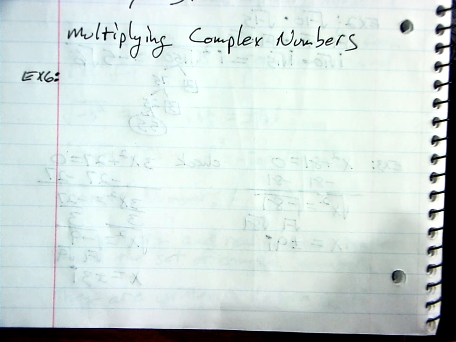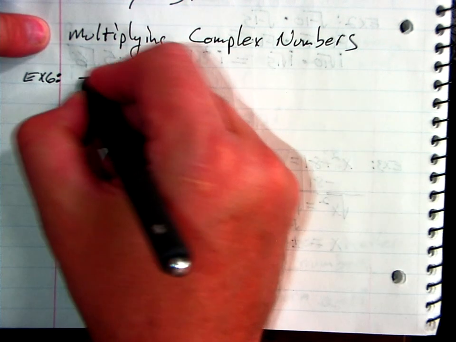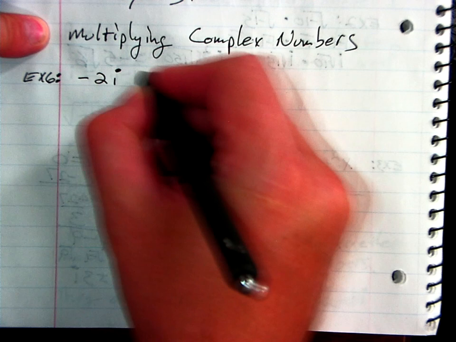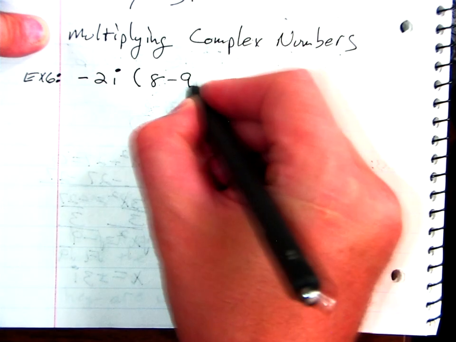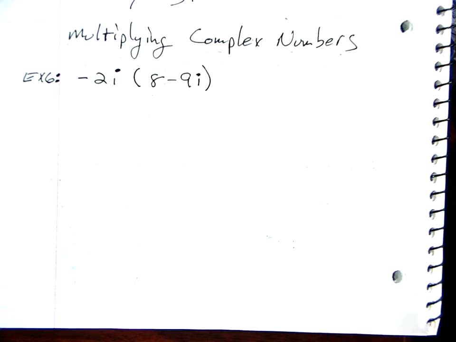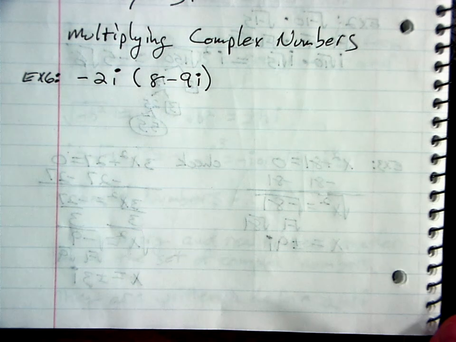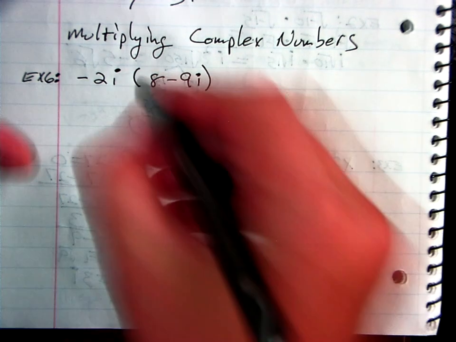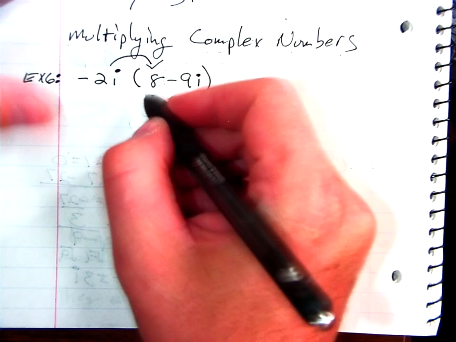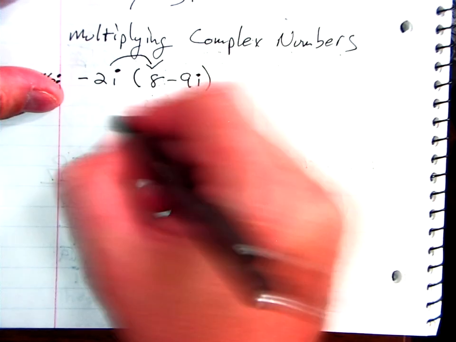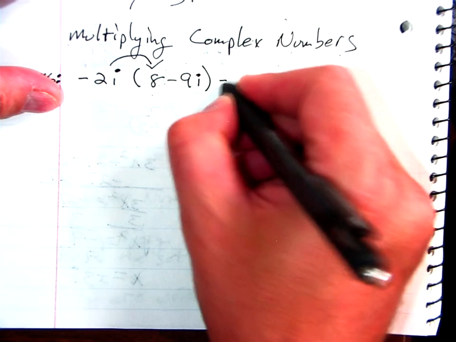All right, so negative 2i times 8 minus 9i. Any thoughts on what property we should probably do? That's what I would do. So negative 2i times 8 is negative 16i.